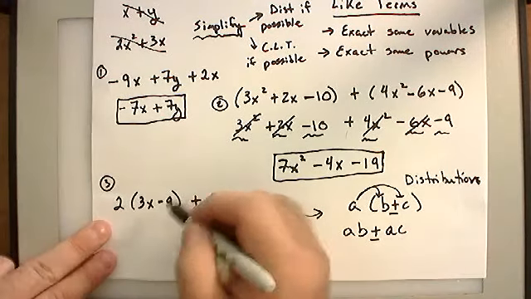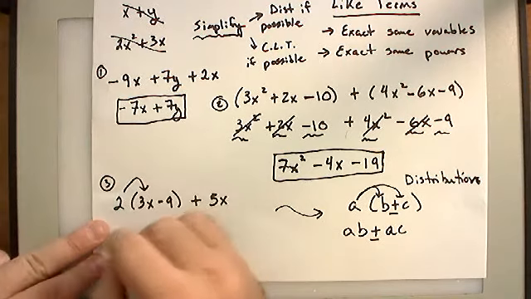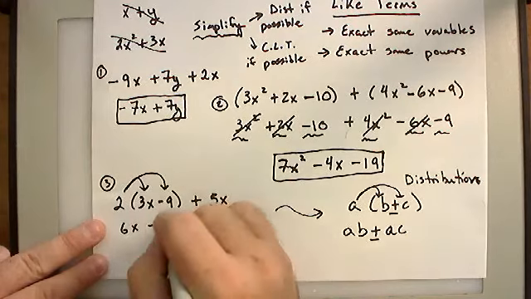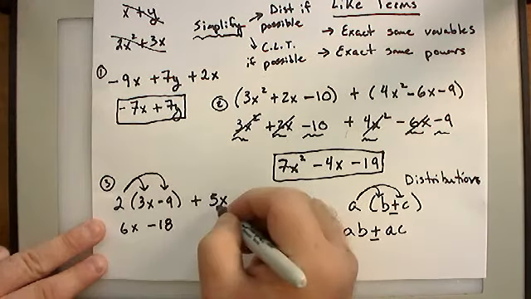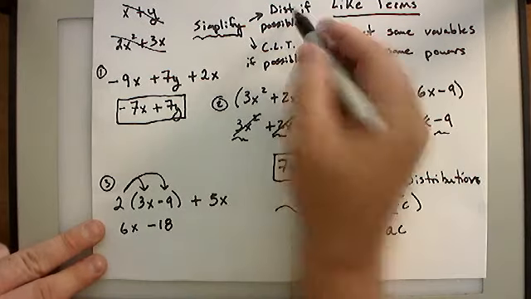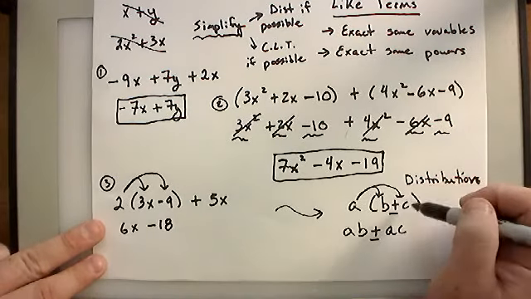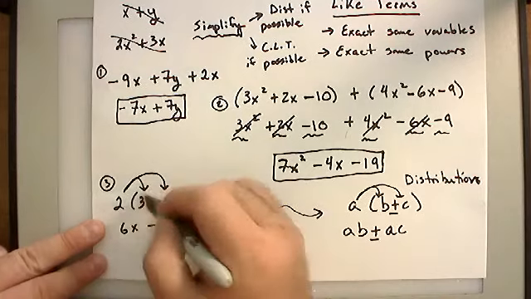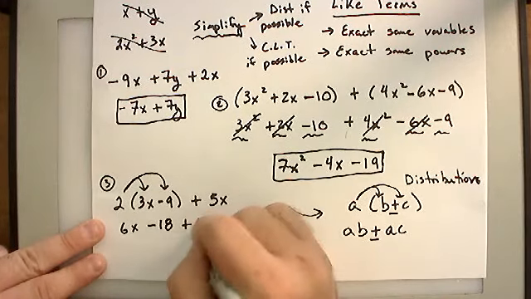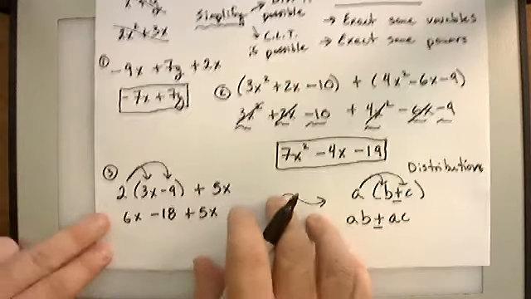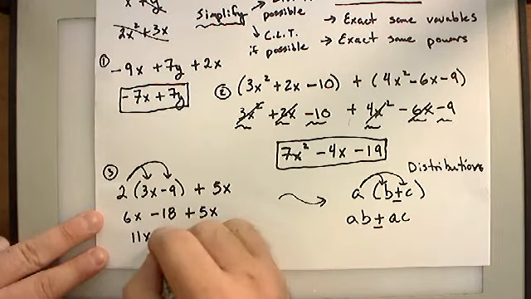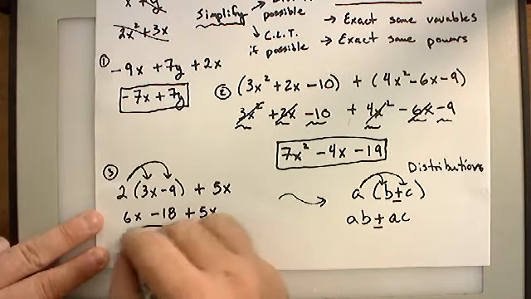So in this case over here, we have 2 times 3x, which gives us 6x. 2 times -9, which gives us -18. The 2 does not go to the 5x because the 5x is not in the parentheses, right? Distribution means to clear parentheses with multiplication. So we were able to do that here, but this 5x just sits alone. And then we combine like terms. 6x and 5x, that makes 11x. The -18 is just sitting there by itself, and that's the answer.